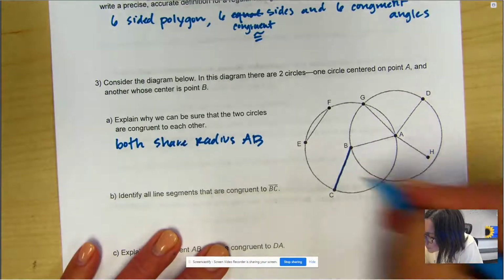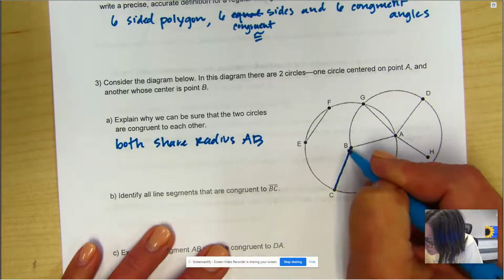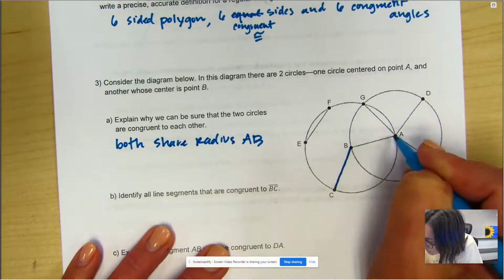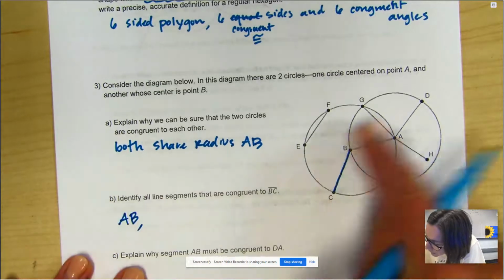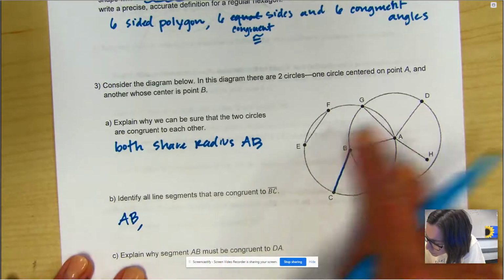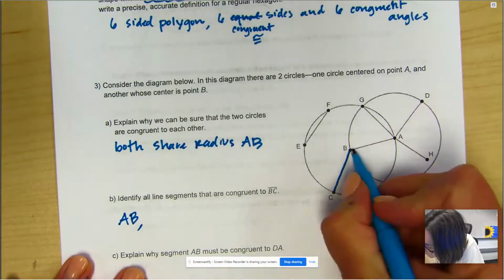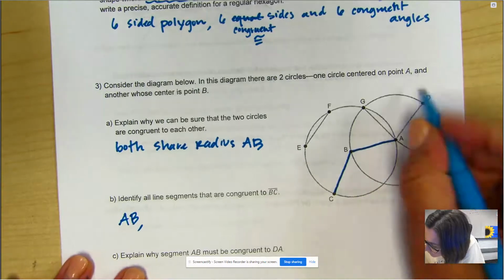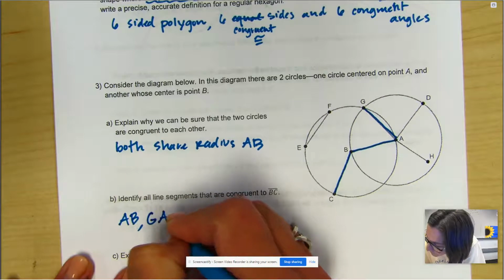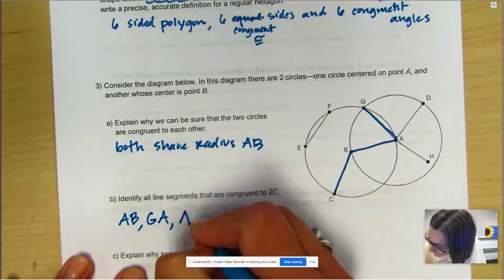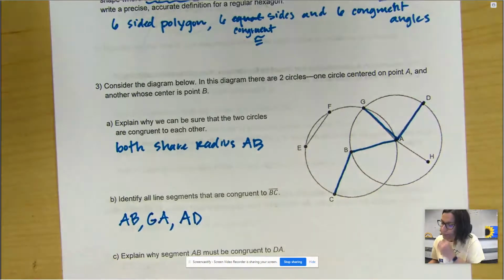So what we're looking for is, first of all, all radii of the circle centered at B. It looks like AB is another radius of this circle. But all the radii over here will work because we already know the two circles are congruent, so all the radii over here will also be equal. So we know AB. Now let's focus on this circle: GA, it doesn't matter if you say GA or AG, and AD. AH is not quite to the edge.